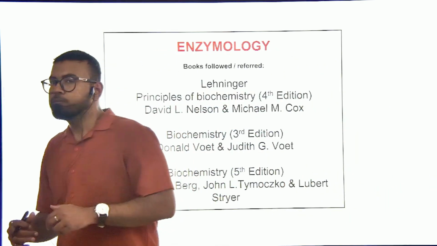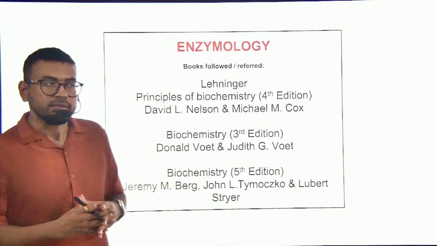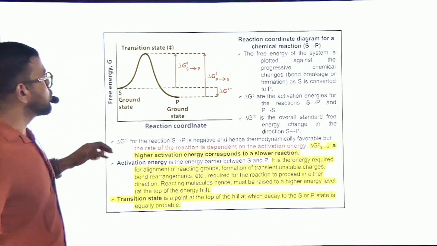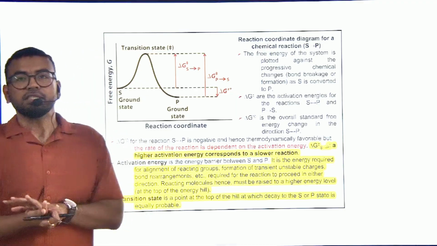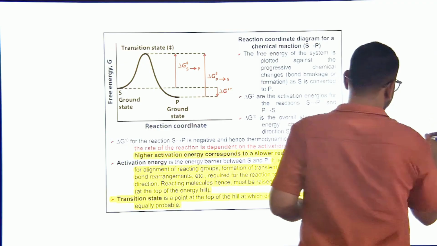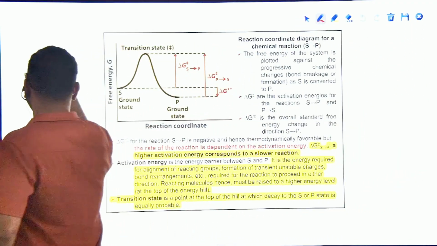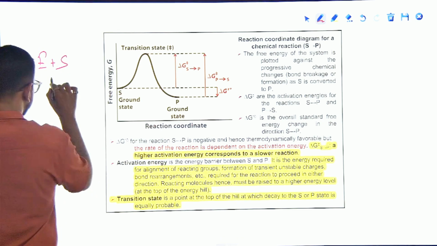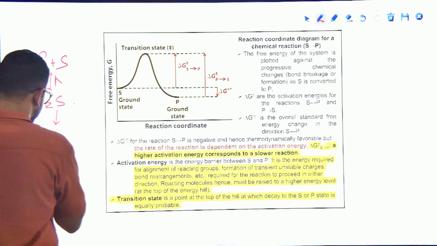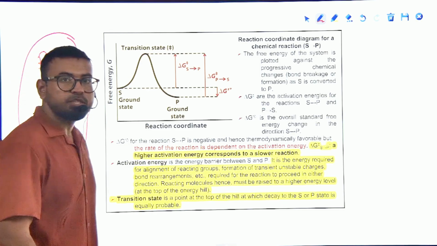So, before entering into the advanced aspects, first we need to know what is a transition state. Suppose an enzyme is binding with its substrate and eventually it is forming enzyme substrate complex, and from ES they will provide enzyme and product. This is the overall approach. All of you must be aware of it.